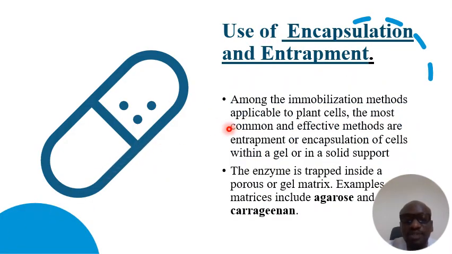The use of encapsulation and entrapment, among the immobilization methods, is that it is applicable to plant cells and is the most common and effective method for solid support in application in enzymes from plants or plant products, because the enzyme is trapped in a porous or gel matrix. Example, we have agarose or carrageenan.